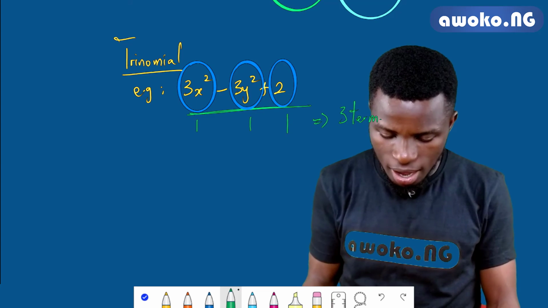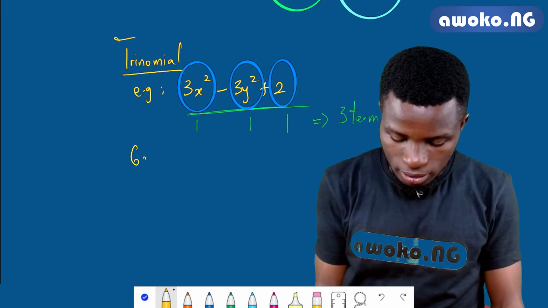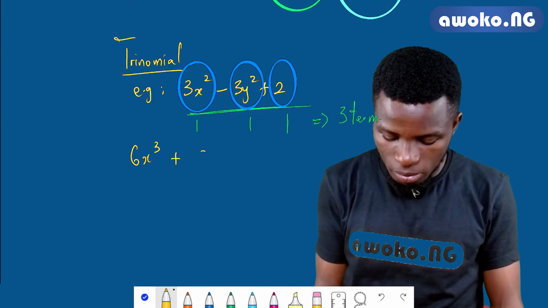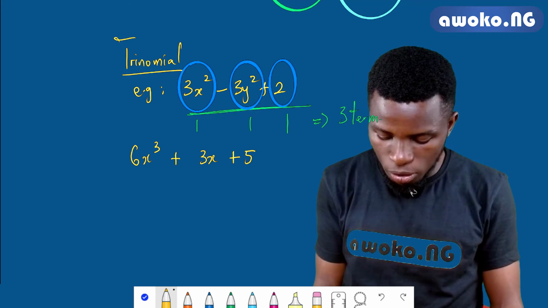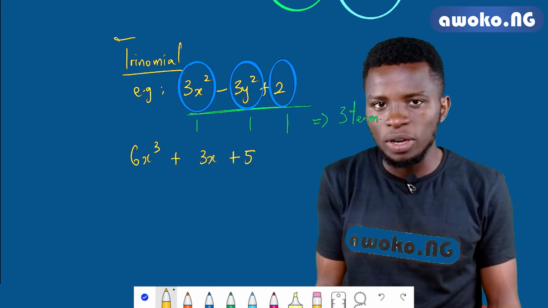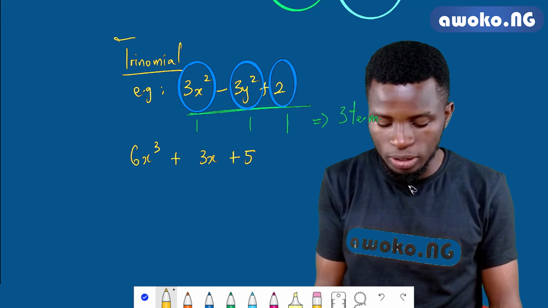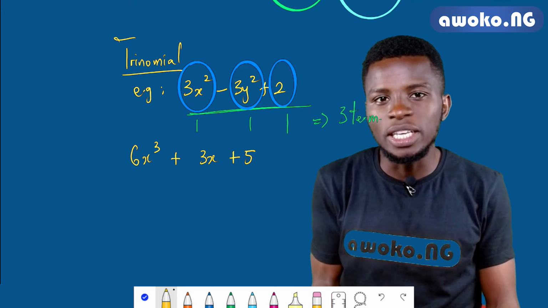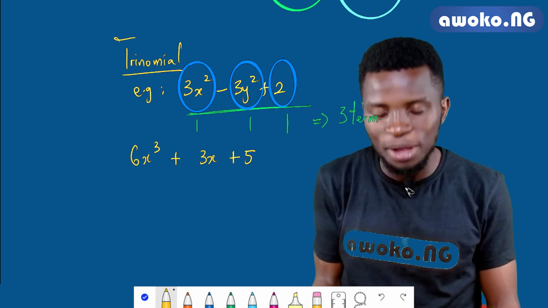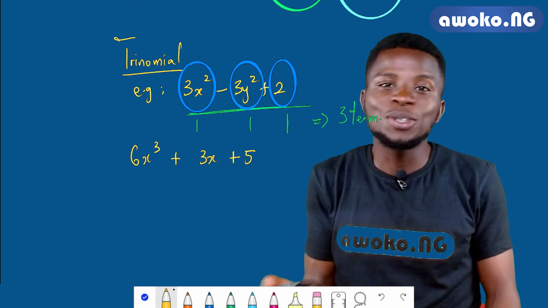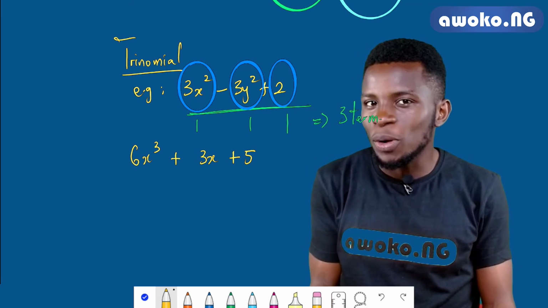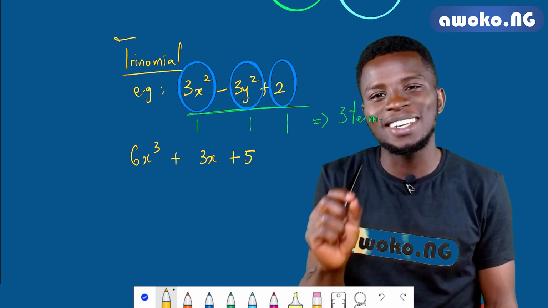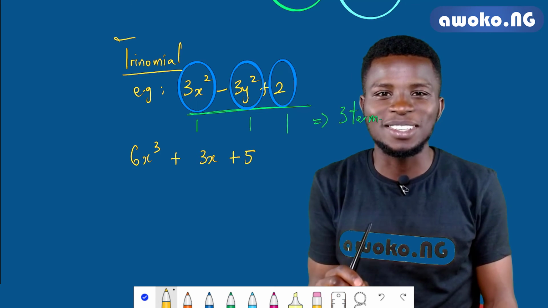Let us consider another example. Let us say we have 6x raised by 3 plus 3x plus 5. Just like we saw in the first example under trinomial, since these consist of just three terms, we call it a trinomial. So finally, let us consider what polynomials are in the actual sense.